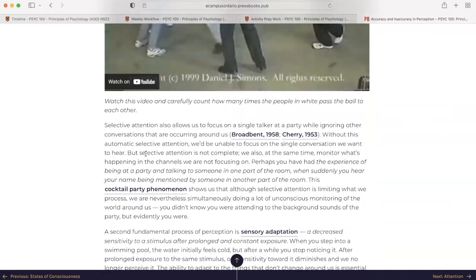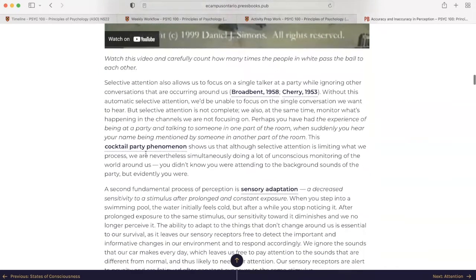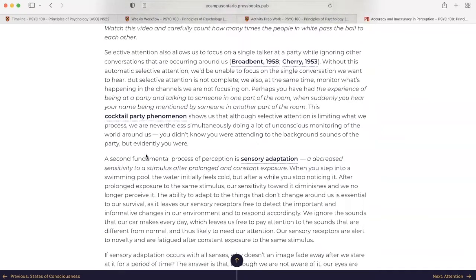Selective attention also allows us to focus on a single talker at a party while ignoring other conversations that are occurring around us. Without this automatic selective attention, we'd be unable to focus on the single conversation we want to hear. But selective attention is not complete.